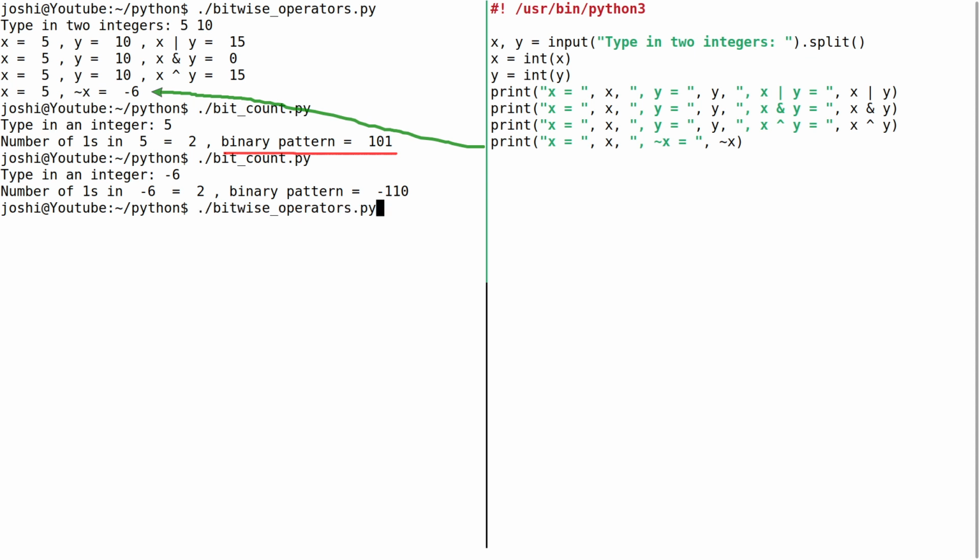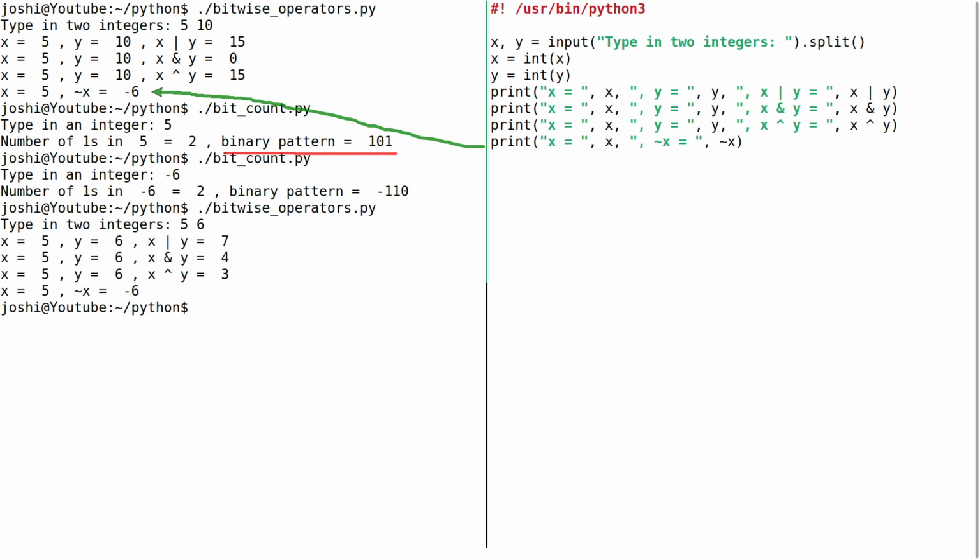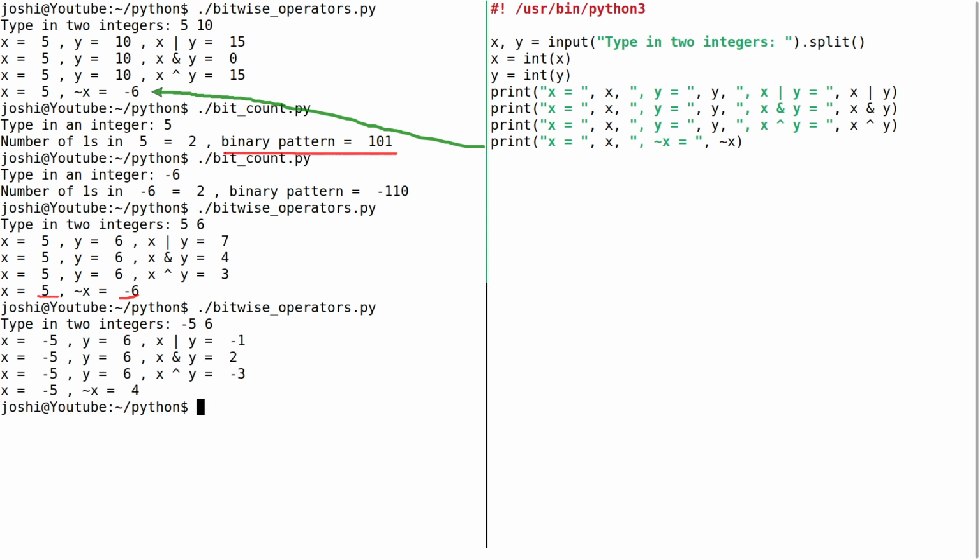So let me rerun this. This time let me type 5 and 6 again. Pay attention to the last one. This is x equal to 5. Bitwise NOT of x is -6. And if I rerun with -5 and 6, suppose, now you can see it has given 4.